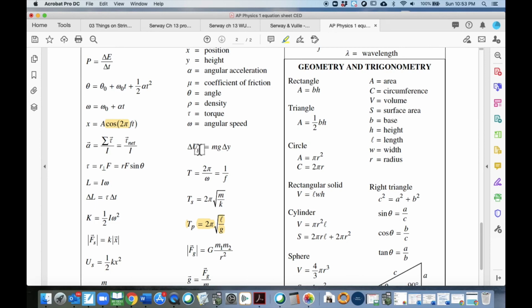Okay, just to take a second to show you on your AP sheet, here is the formula that we're dealing with now. This is the horizontal displacement, amplitude times cosine of 2 pi, frequency times time. This is the period of a pendulum, 2 pi times the square root of L over g. We will be dealing with springs later on in this unit, so this is the formula that you'll use for springs. So if you want to look on your AP sheet, this is where you'll find these equations.